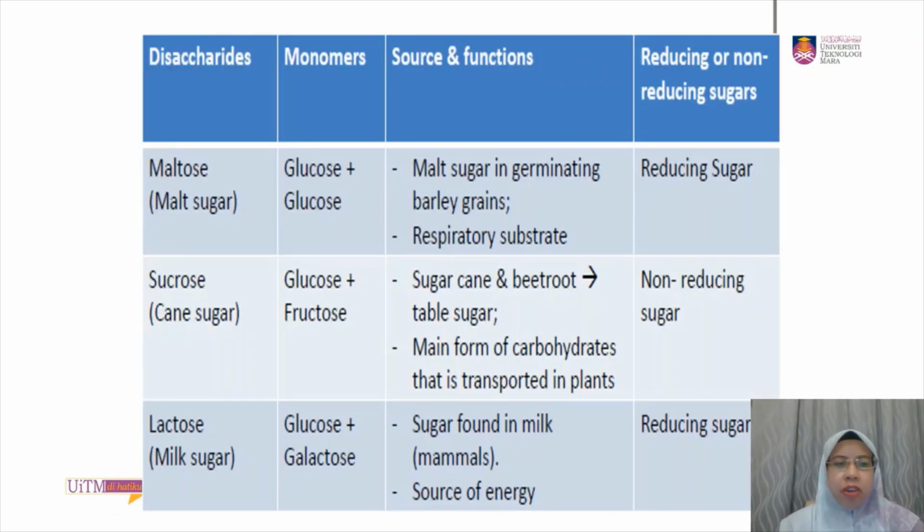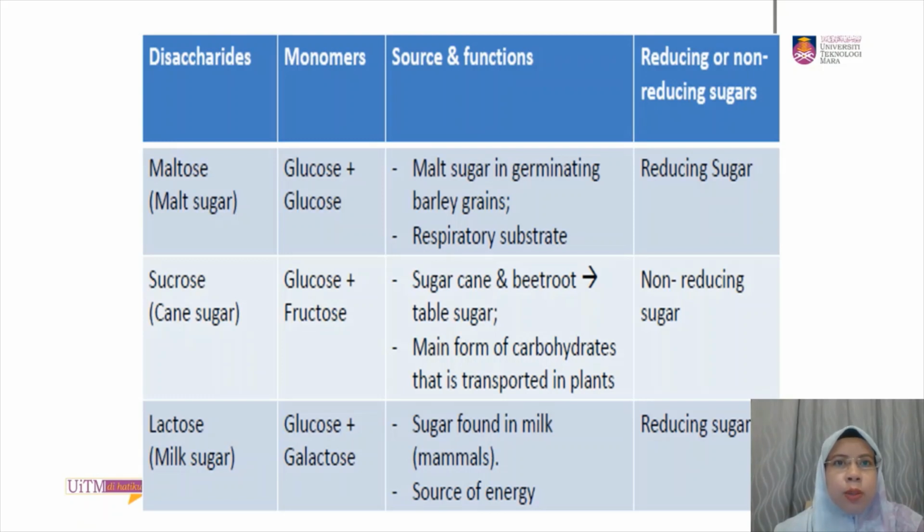Okay, there are three examples of disaccharides: maltose, sucrose, and lactose. The first one, maltose, is also known as malt sugar. This maltose is a disaccharide formed by the linking of two molecules of glucose. This malt sugar is an ingredient used in brewing beer.